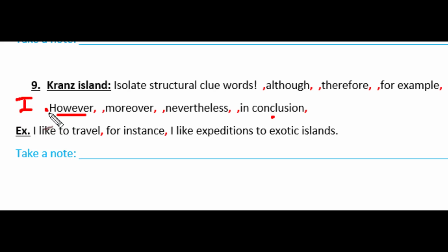So here we assume since there's a period, that means what's before that has to be an independent clause. All right, then we would start the clause with the word however, then put a Cranes Island, so it's isolated. You're still isolating the word however. Instead of putting two commas, you're going to put a period and a comma.